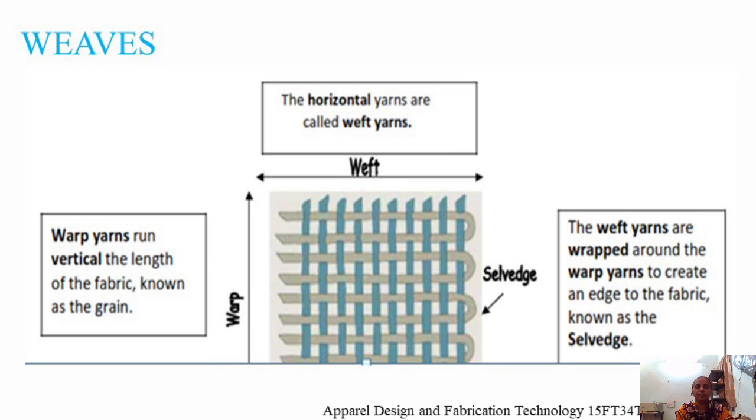The horizontal yarns are called weft yarns. These are the weft yarns, and the warp yarns run vertically in the length of the fabric, known as the grain. These are the warp yarns. These are the weft yarns. So horizontal yarns and vertical yarns. Vertical yarns are warp yarns and the horizontal yarns are weft yarns. So according to the selvage, the yarns which are parallel to the selvage are known as the warp yarns. That is, lengthwise yarns are known as the warp yarns.